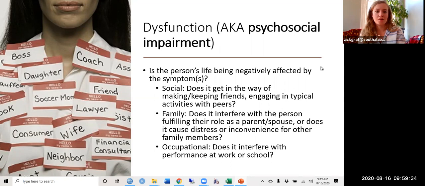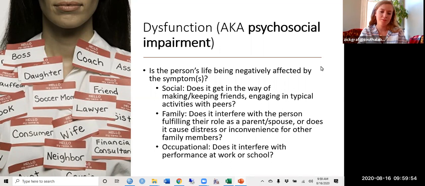And then lastly, we can ask if the behavior causes impairment at work. Is it getting in the way of them fulfilling their role as either a worker or a student? Is it preventing them from studying? Is it preventing them from learning? Is it preventing them from being on time to work? Is it putting them at risk of failing classes or getting fired?